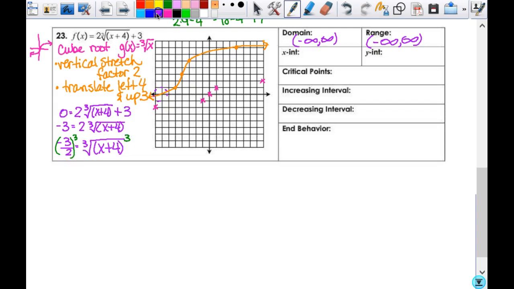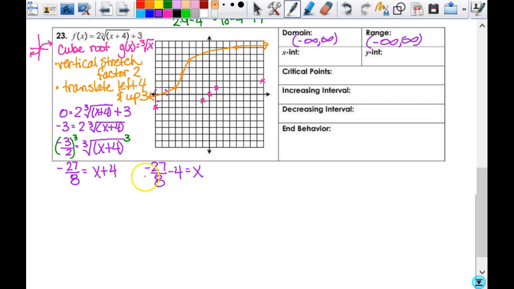Cube this. So when I cube this, it's negative. It's going to stay negative because it's an odd exponent. 3 cubed, so it's going to be -27 over 8 is equal to, and then I'm just left with x plus 4 here. So then I subtract 4 from both sides. That'll give me -27 over 8 minus 4 equals x.